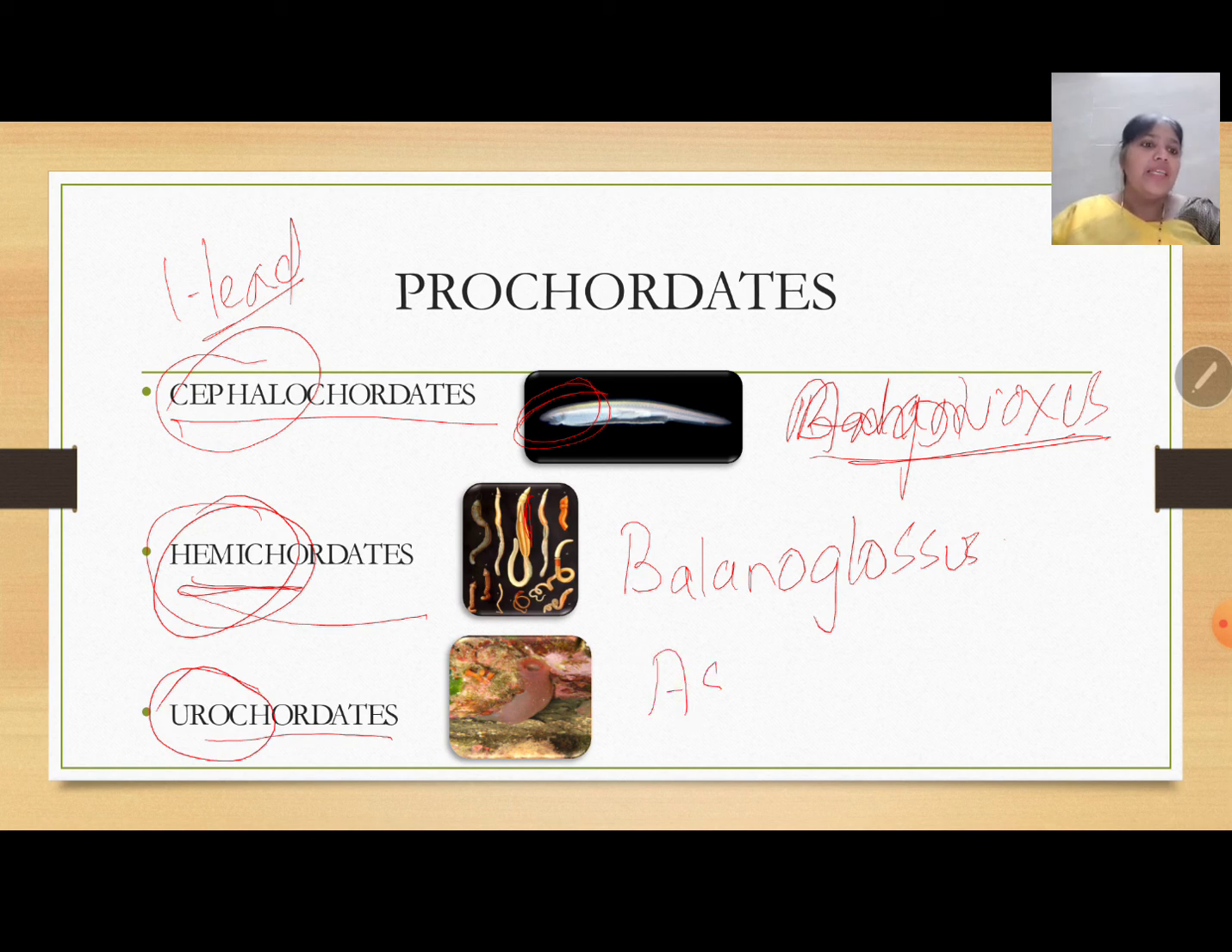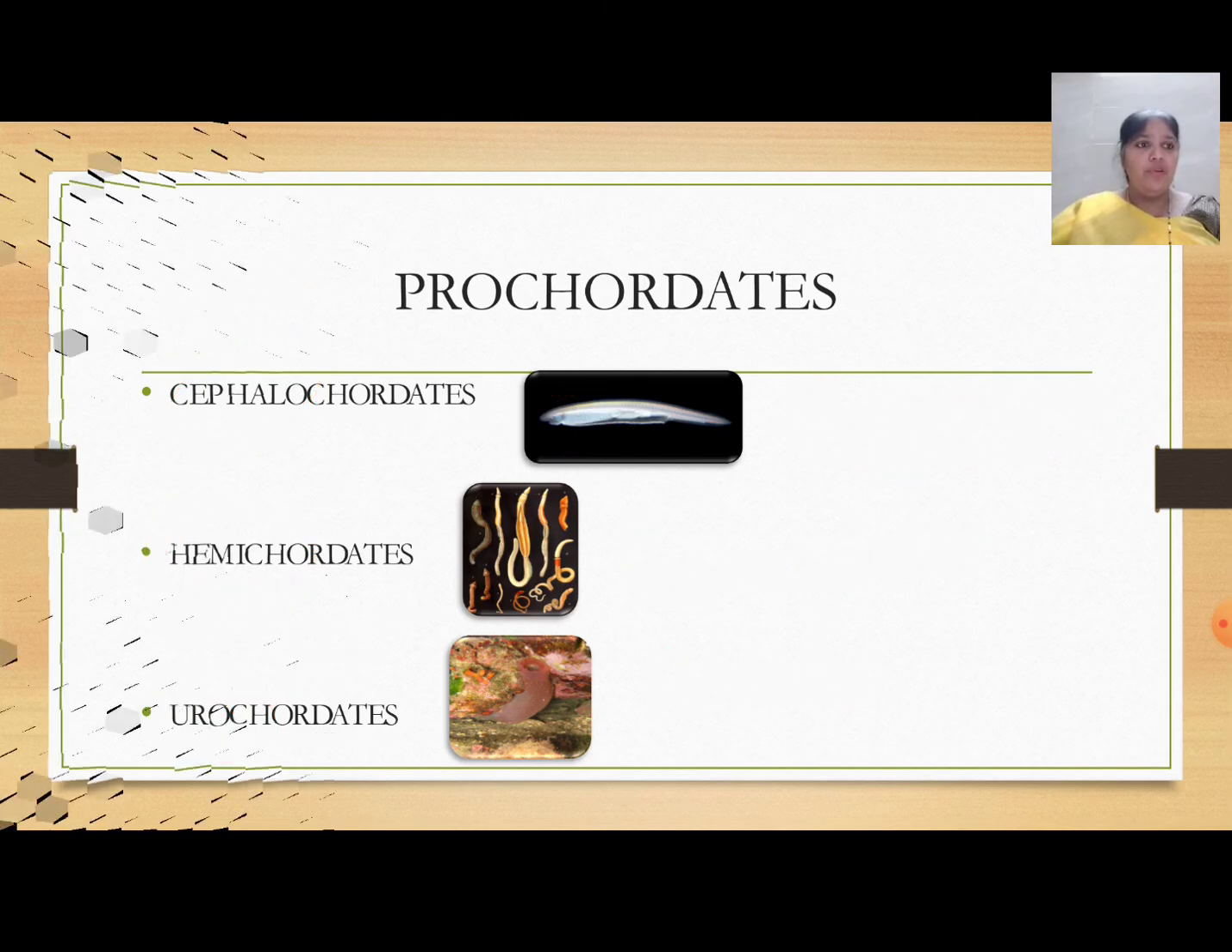Then you have urochordates. An example is Ascidia. Here uro means tail. So here you can see the notochordal presence up to the tail region. So how would the notochord have started developing? This prochordate serves as a link to show how the notochord developed and how the vertebrates would have evolved.